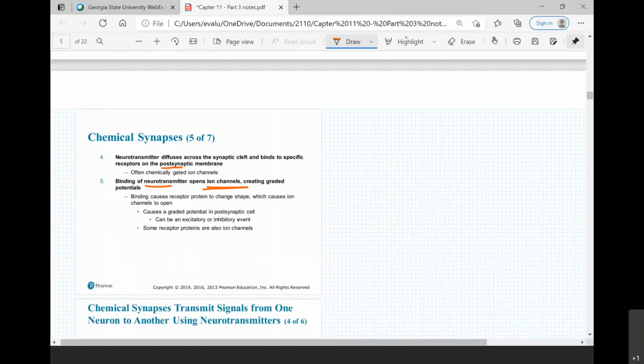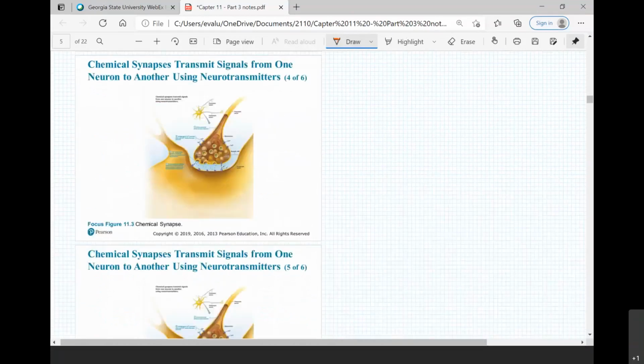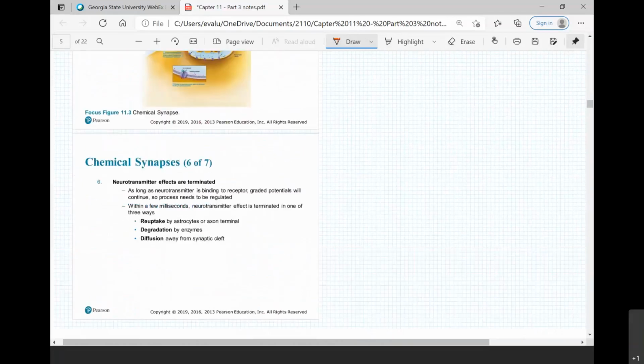It's local. That graded potential is going to cause that excitatory or inhibitory event. Either the resting membrane potential will become more positive or less positive. That's basically what that means. These are all images to kind of relate to all that.